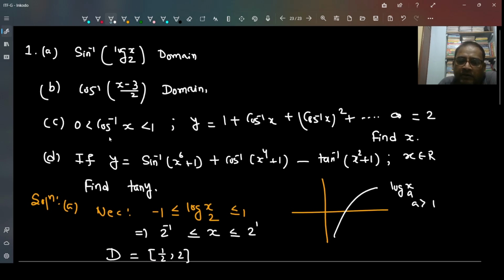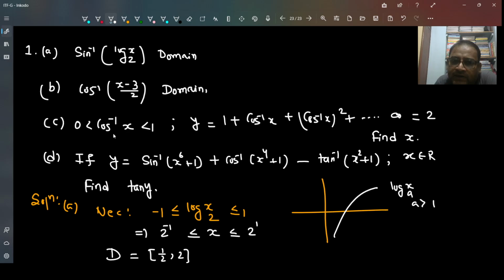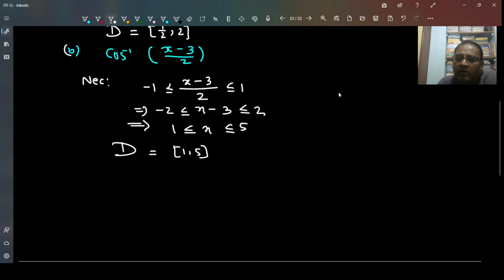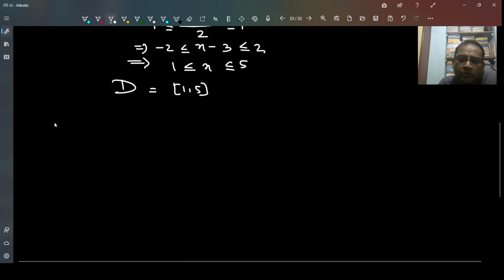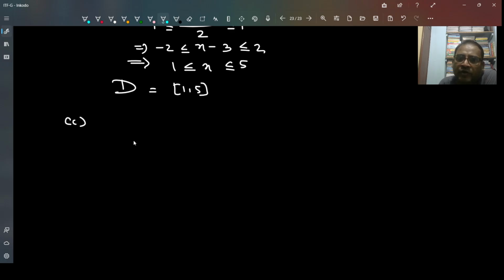Coming to the C part, cos inverse x is a value lying between 0 to 1, and this angle y is given. You know that cos inverse x is nothing but theta. It is an angle, so it is theta. Okay, so for part C, we notice that y is given as 1 plus theta plus theta square up to infinity, and this value is given as 2.